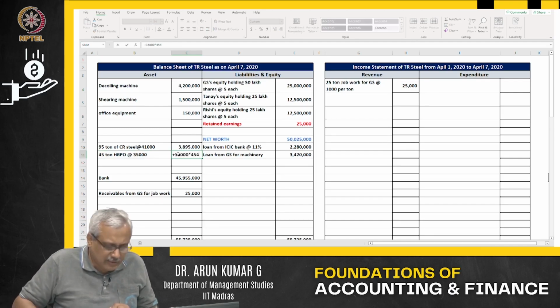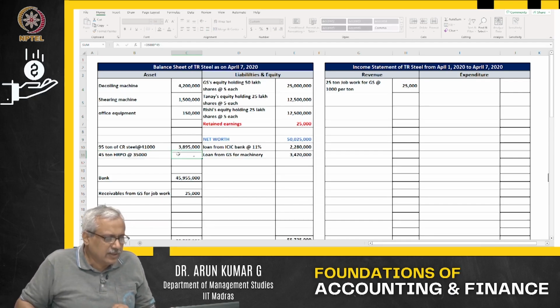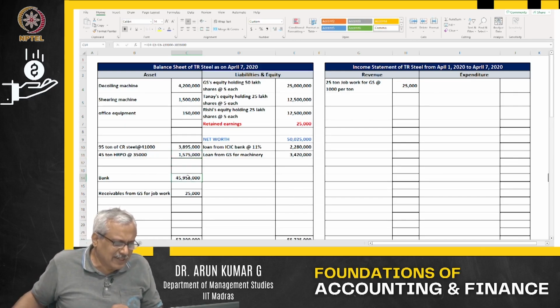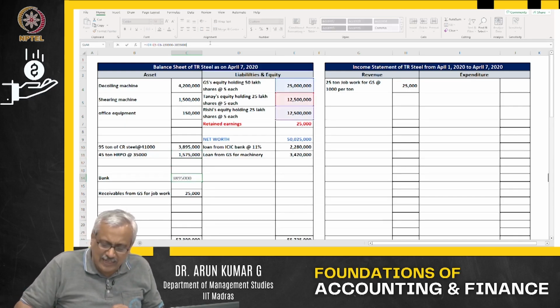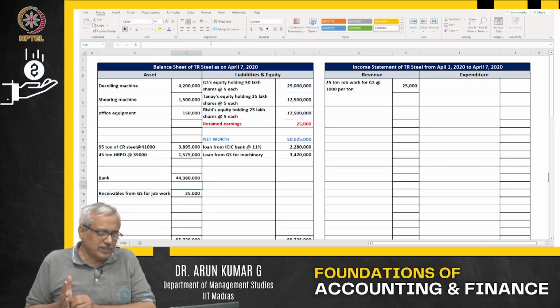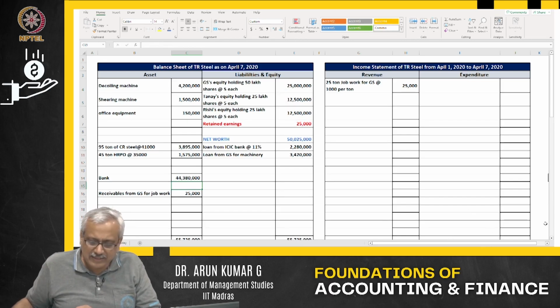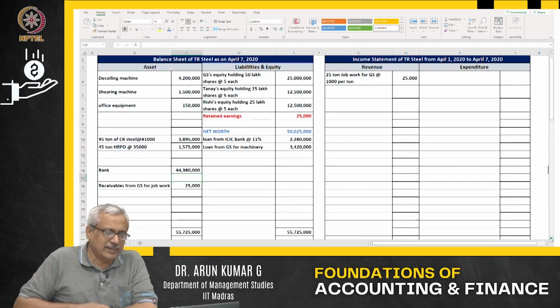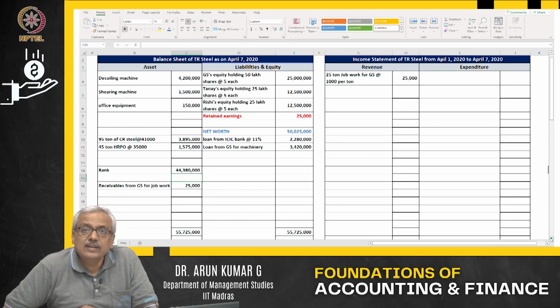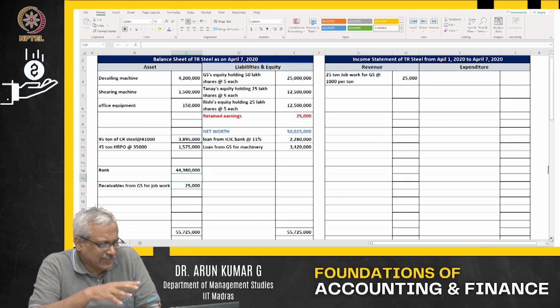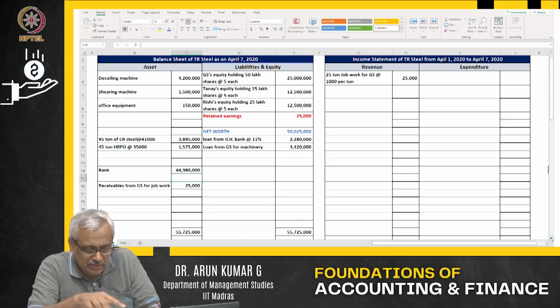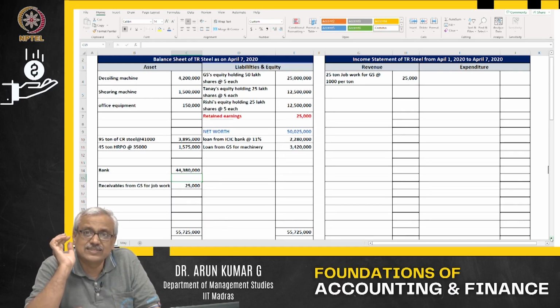35,000 into 45. So this is what you have purchased. Yes, I have purchased it. I made the payment. That's what it says, RTGS. So I made the payment of 1575, and this is the balance out here, and you can see your balance sheet will sit tight in the process. So as of 7th of April, your balance sheet will look like this, and your income statement for the time period 1st to 7th will look exactly like this.